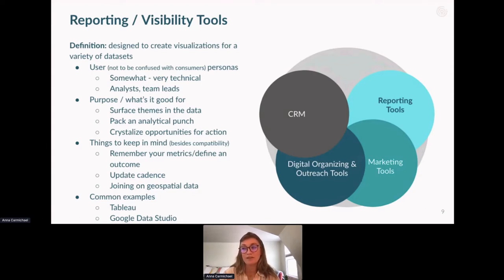It's a really helpful tool to crystallize these opportunities for action, right? So making it clear where your metrics fall in and which kind of visualization, whether it's a map, a pie chart, a bar graph, whatever it might be, can really emphasize the metrics, where you are in your progress, and define those outcomes.